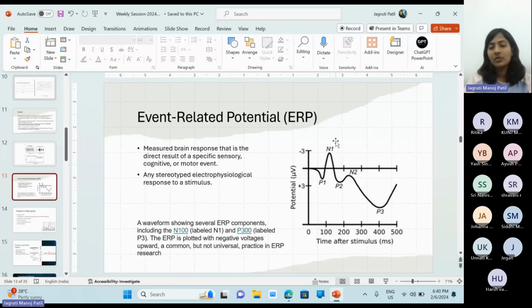So for them, you need to see that when my waveform is giving me a peak, is it positive or negative, what's the pressure at that particular peak, how much of a dip is it giving, and what is the width of that particular peak. From there you get to know what all the differences are. So this is how event related potential is being defined.